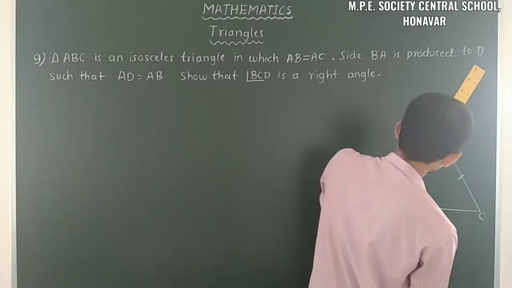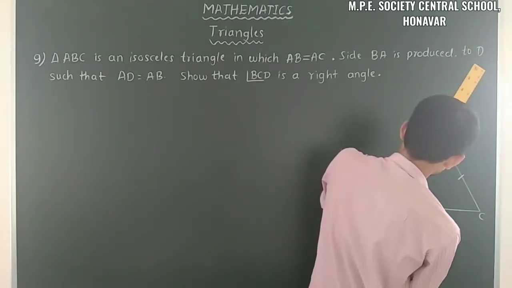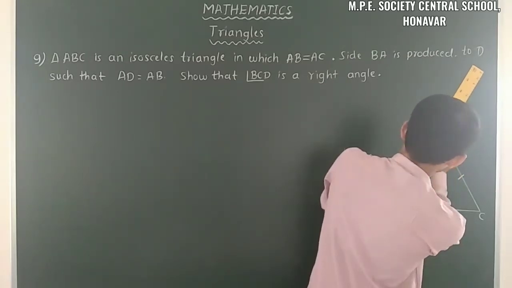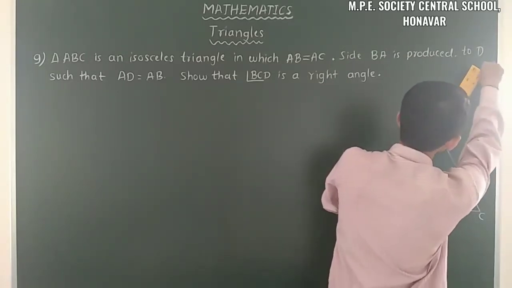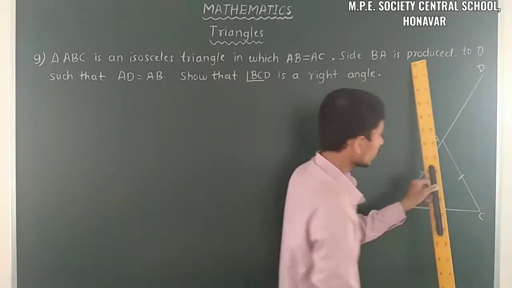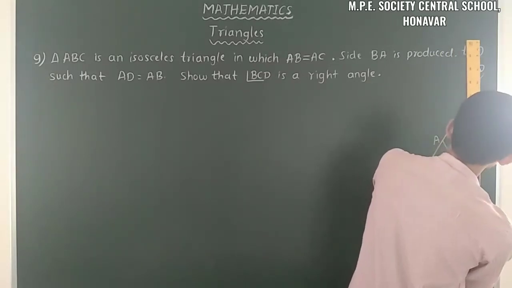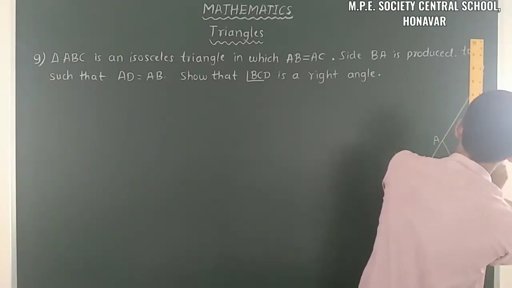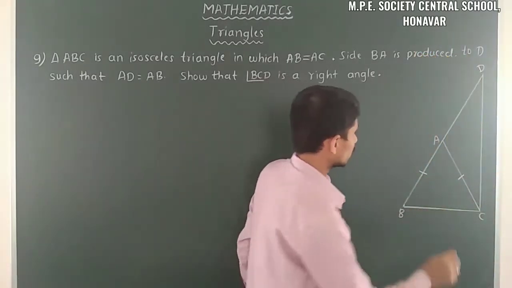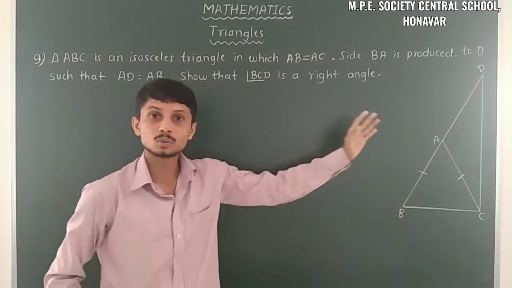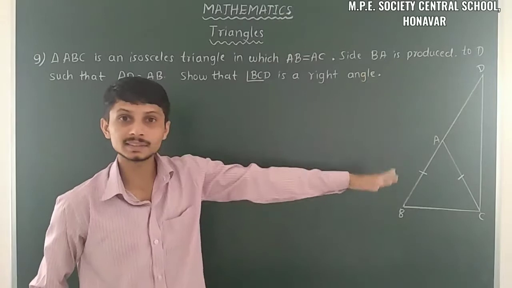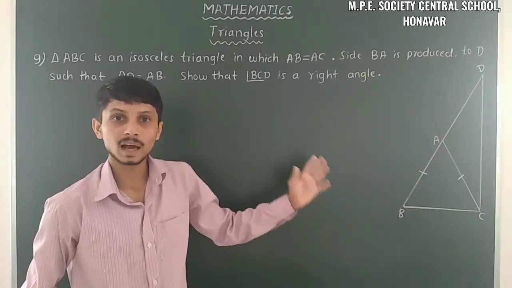Here I will take like this. Here I will produce up to D. So this AB and AD, those two are equal. Then we have to join CD. Here two triangles are formed. One is ABC, another is ADC. Those two triangles are formed here.